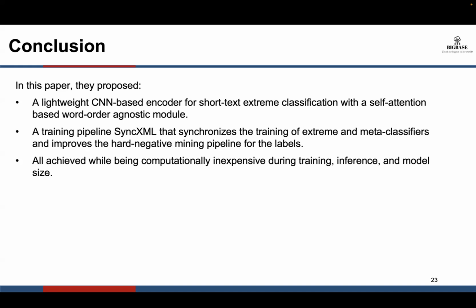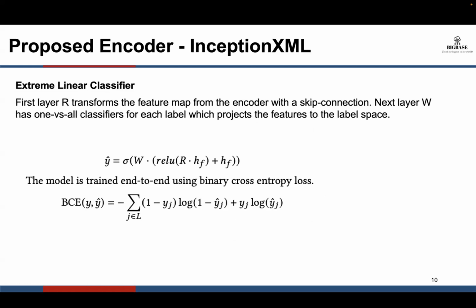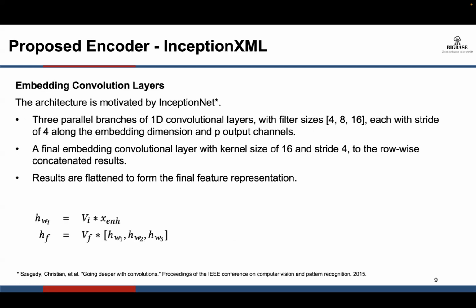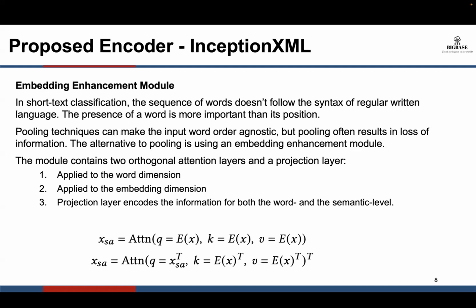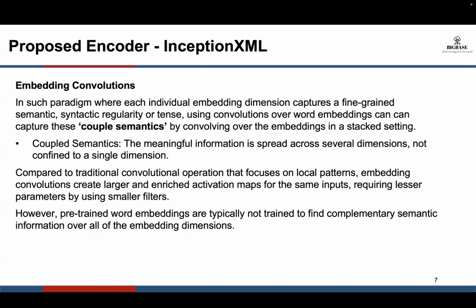Regarding the proposed encoder, how is its embedding dimension defined? In the embedding enhancement module, they use two orthogonal attention layers. One is the word dimension and the other one is the embedding dimension. So what's the definition for the embedding dimension?